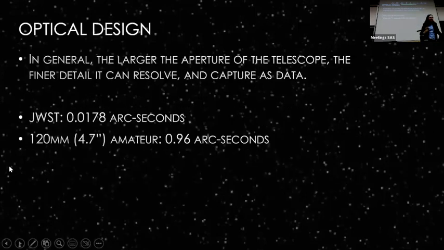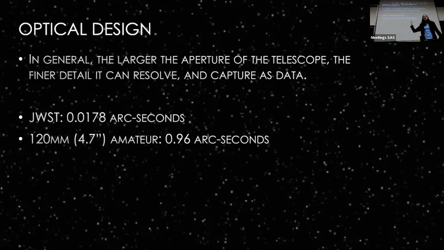In general, the larger aperture of the telescope, the finer detail it can resolve. So the James Webb, as mentioned, in general, with a decent-sized asterisk here, can resolve as separate 2 distinct point sources of light down to 0.0178 arcseconds. Compare that to a common-size amateur astrophotography ground-based telescope of 120 millimeters or 4.7 inch diameter instead of 6.5 meters, and that can resolve 0.96 arcseconds. Big difference, about 53 times difference.